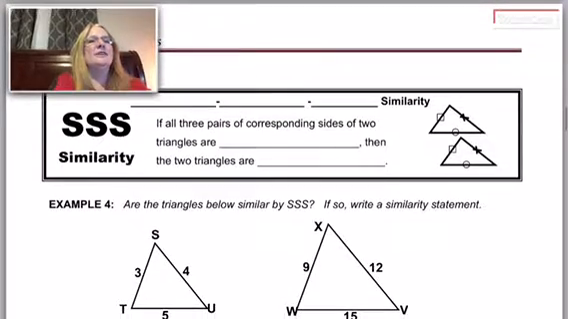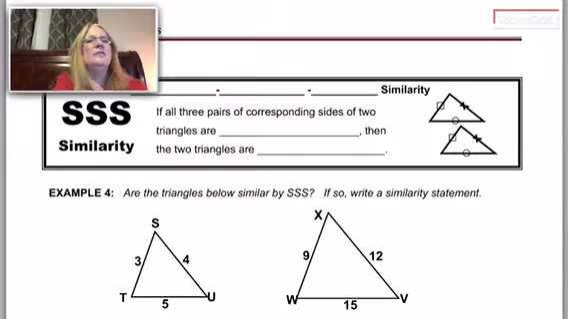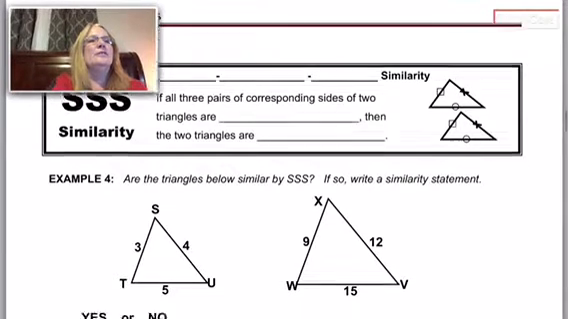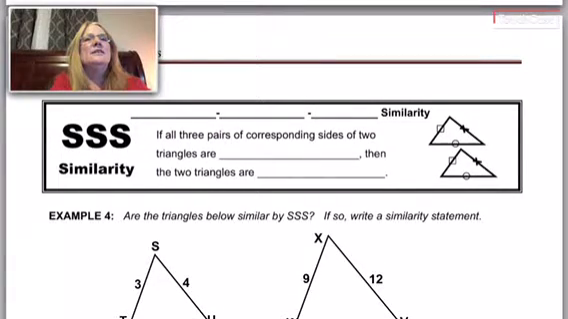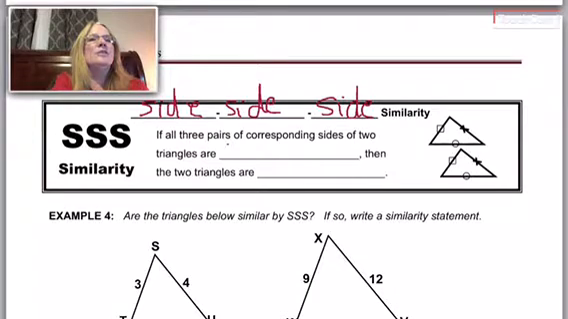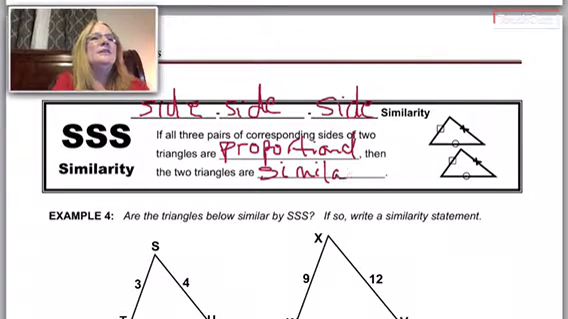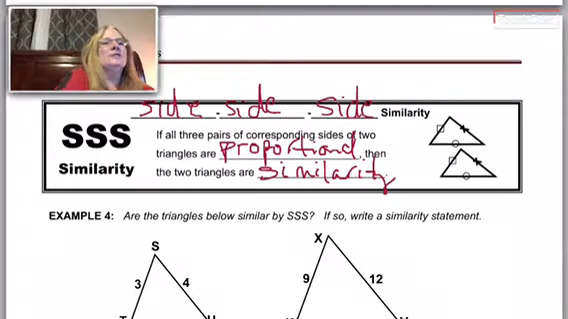Side, side, side similarity. Okay, so if you have, let's move it up just a little bit more. Okay, well, side, side, side similarity. So if all three pairs of corresponding sides of two triangles are proportional, that is also enough to prove similarity. So if you have two triangles, now for this one thing to keep in mind is you have to have measurements on all three sides of both triangles and then set up proportions and see if they are the same.